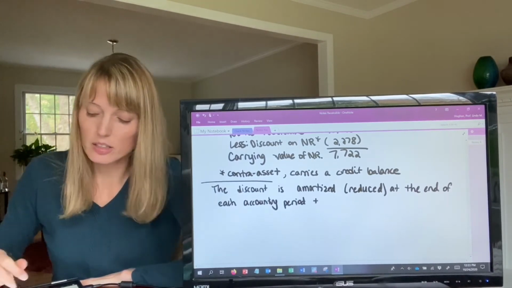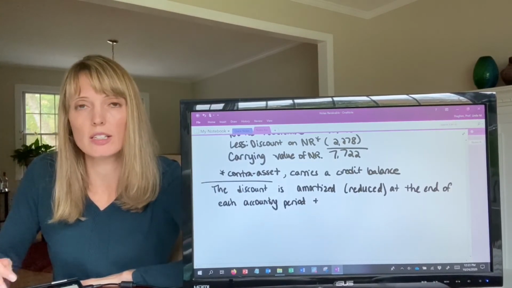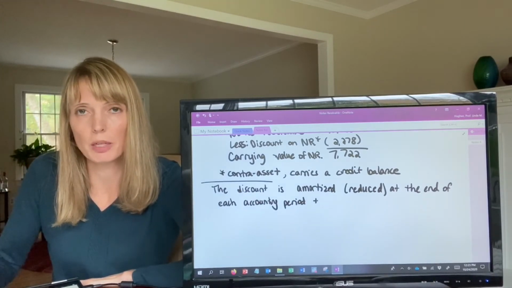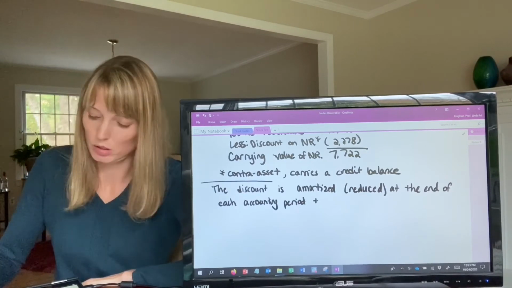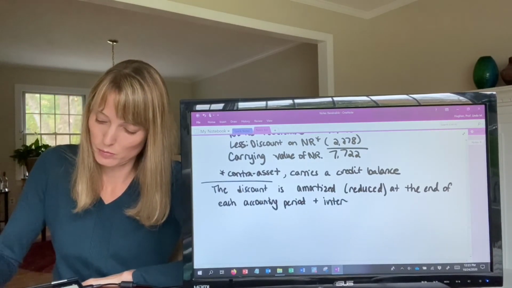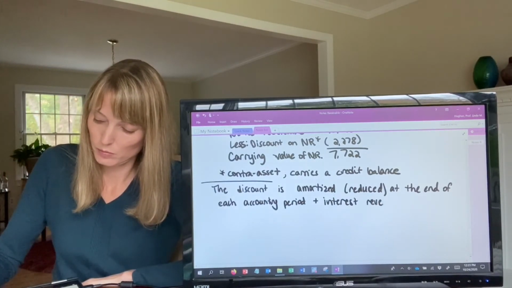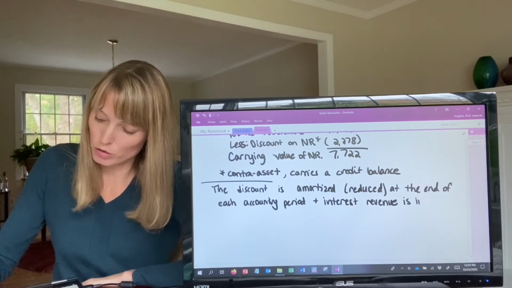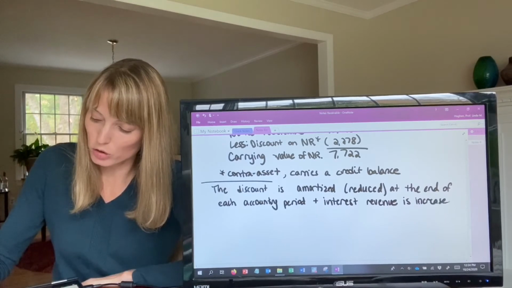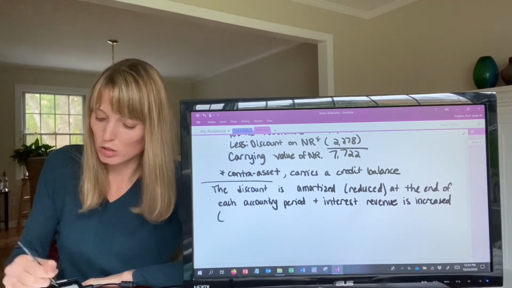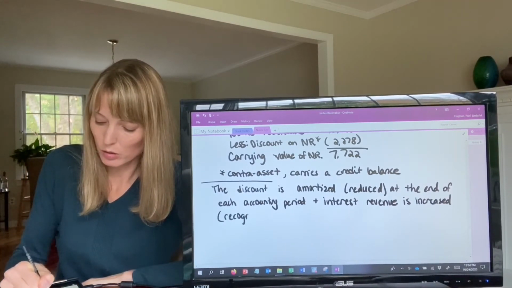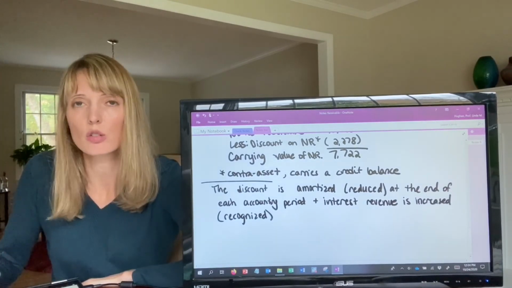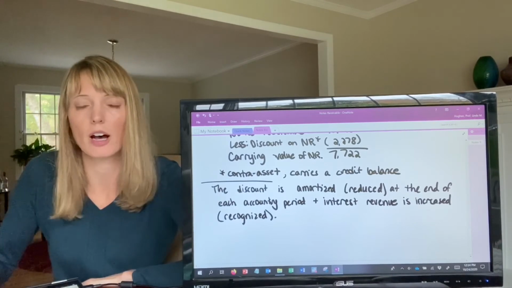And as that discount gets amortized, we're going to debit to decrease the discount. And the other side of that journal entry is going to be a credit to interest revenue. So interest revenue is increased, or I could use the word interest revenue is recognized. When we say recognize, we mean put onto the financial statements. So interest revenue is recorded on that income statement.